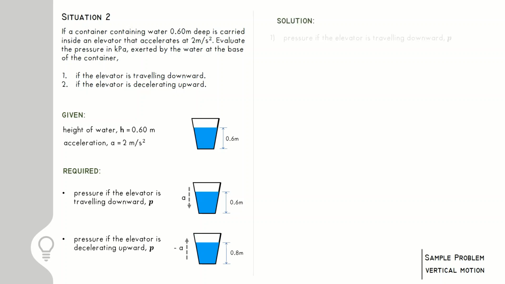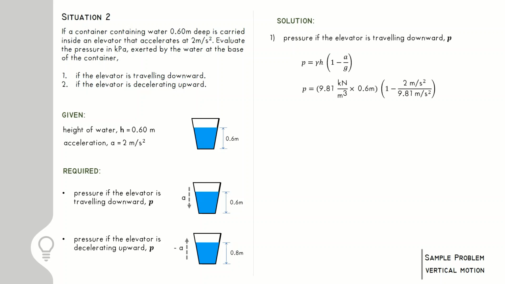By using the formula, pressure is equal to unit weight of water times height of water in the container times 1 minus a over g. We used minus here because it is traveling downward. Substituting the values into the equation, we have pressure is equal to 4.686 kilopascal. And next, the pressure at the bottom of the container if the elevator is decelerating upward. The same solution, but this time we will use the plus sign since the motion is upward.